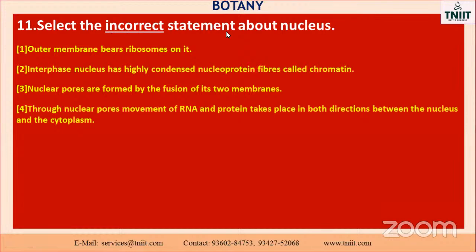Next one is: select the incorrect statement about the nucleus. Incorrect means the wrong one. First of all, you should note it down, very important. The outer membrane bears ribosomes on it. Is it correct or not? Interphase nucleus has high content of nucleoprotein fiber called chromatin. Nuclear pores are formed by the fusion of its two membranes. Through the nuclear pore, movement of RNA and protein takes place in both directions between the nucleus and the cytoplasm.